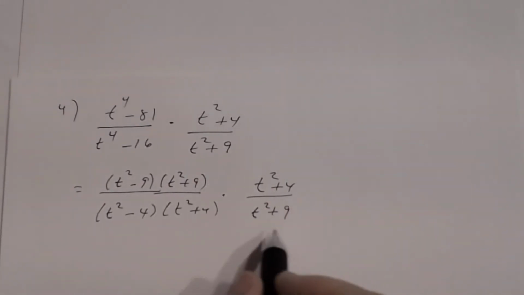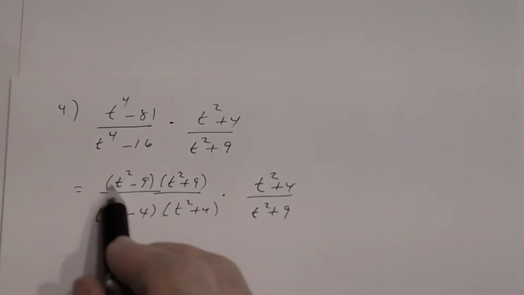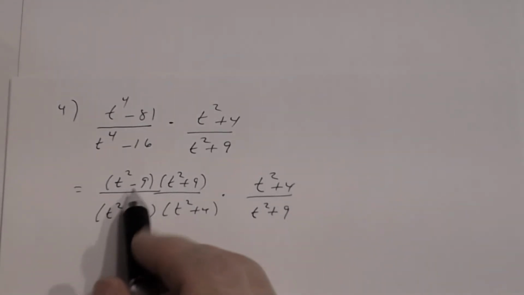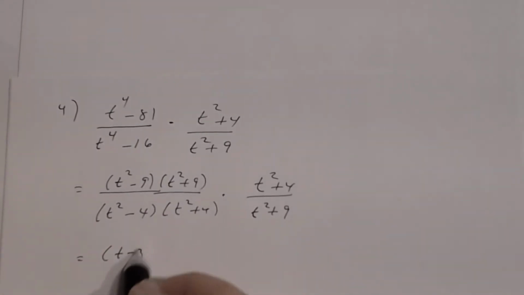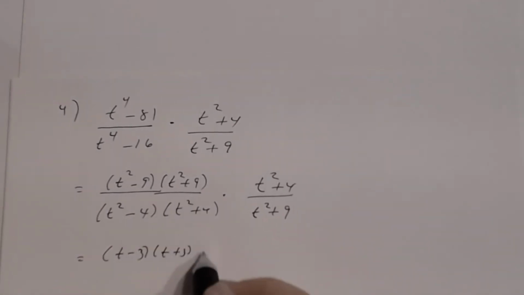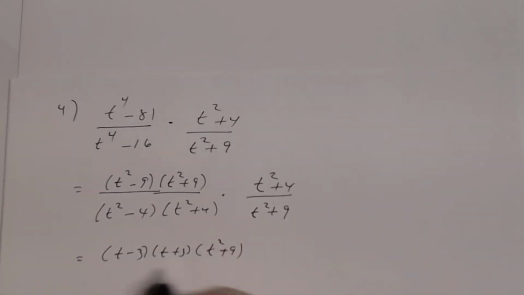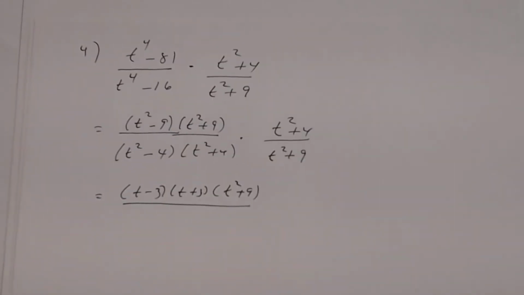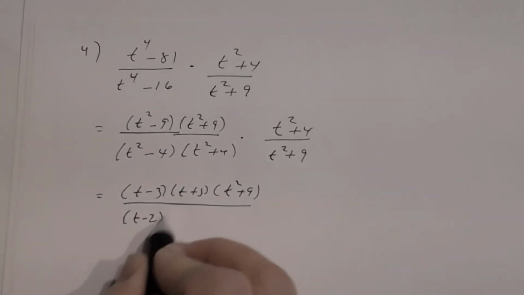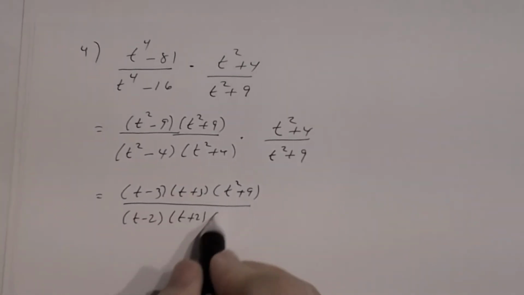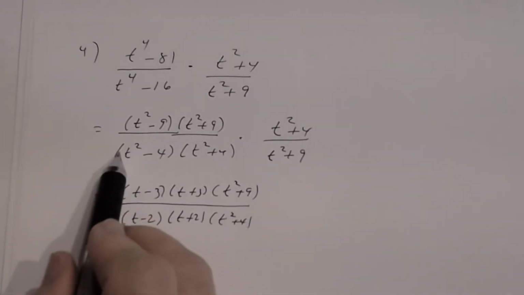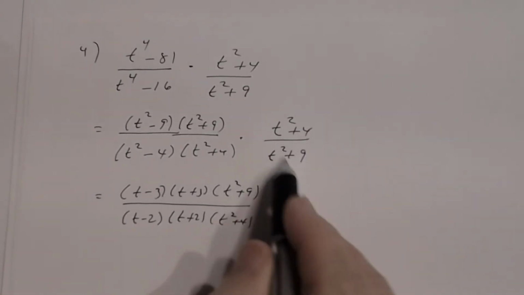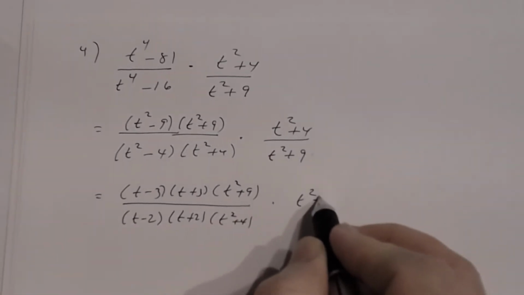And so if you look at this, now really let's go ahead and factor t squared minus 9. So that would be what? T minus 3, t plus 3 times t squared plus 9 divided by, and then I can do the same thing here. That's going to be t minus 2 times t plus 2. T minus 2, t plus 2 times t squared plus 4. So all I did was I just went ahead and factored the difference of two squares. And then again, I cannot do anything with the sum of two squares. So I'm just going to rewrite this over.